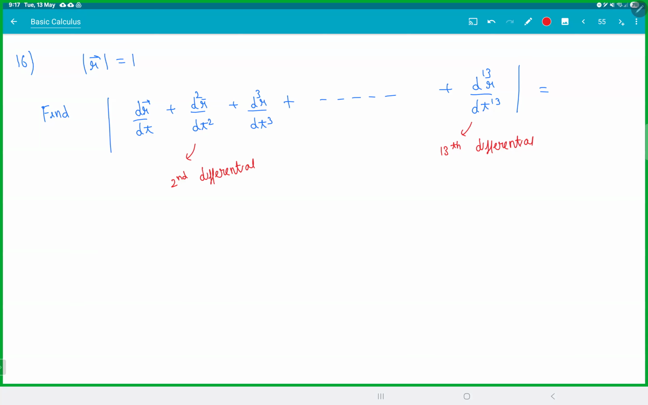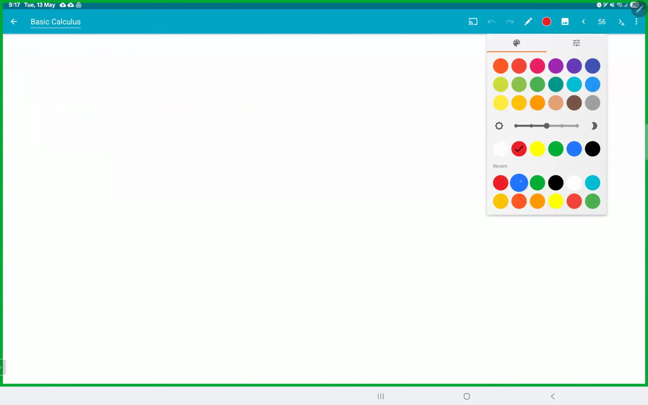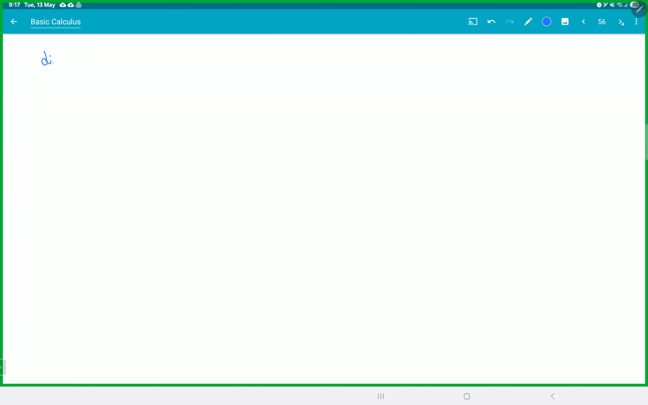How do you even start this? In order to start this, you need to know a certain concept. So let me teach you that, and then I'll get back to this question again. So the question will be like this. What happens if you differentiate a unit vector?